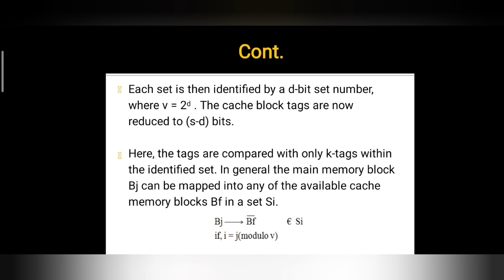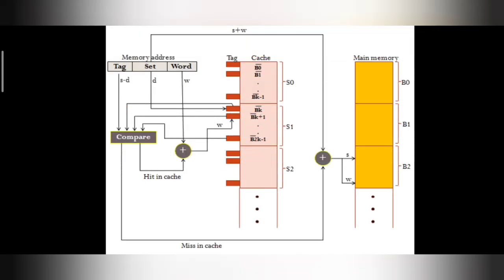All right. So I'll just take the diagram first. Here, as you all can see, my cache memory is now divided into sets denoted by S0, S1, S2. Within each set, there are some number of blocks.